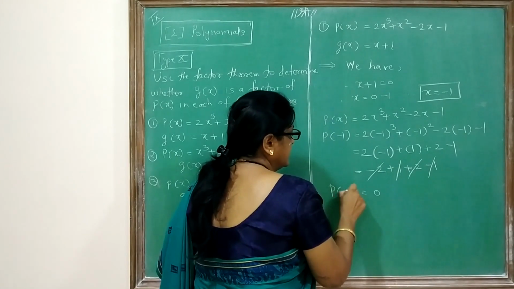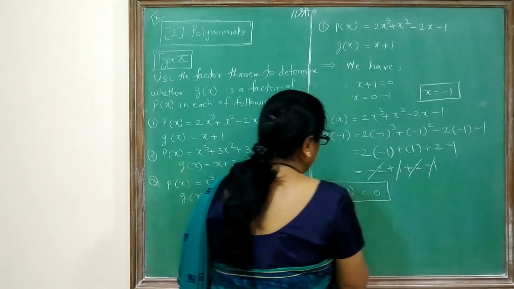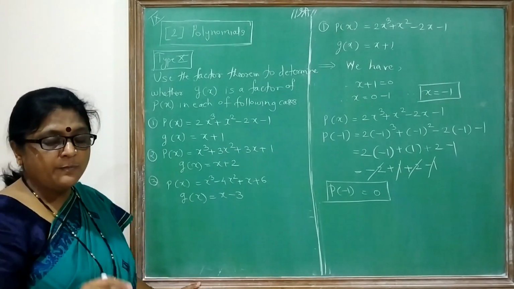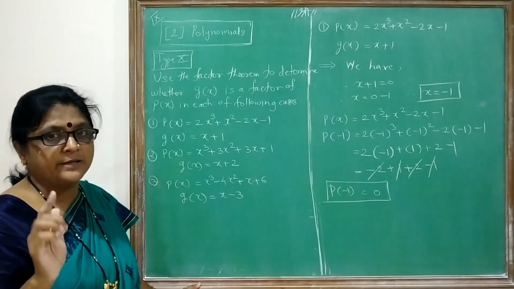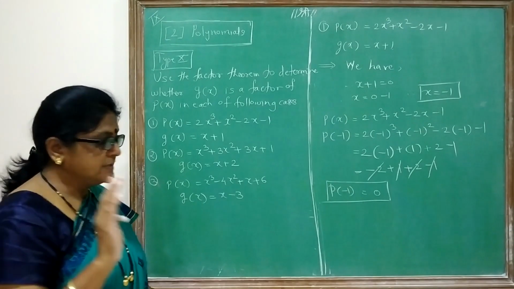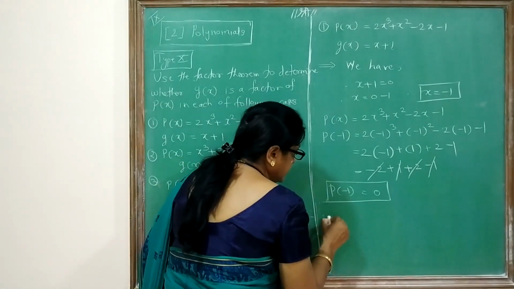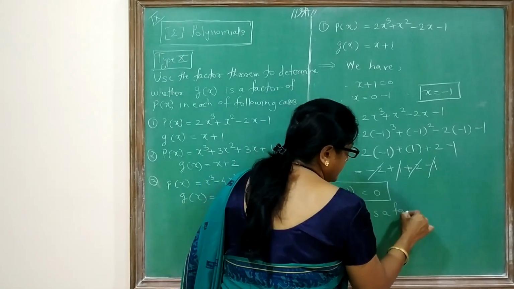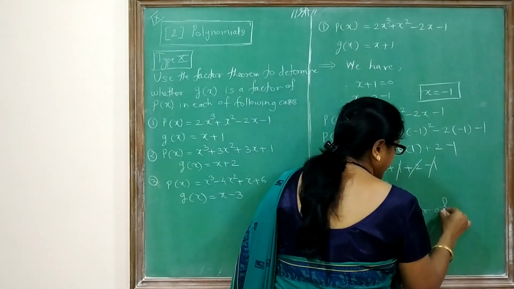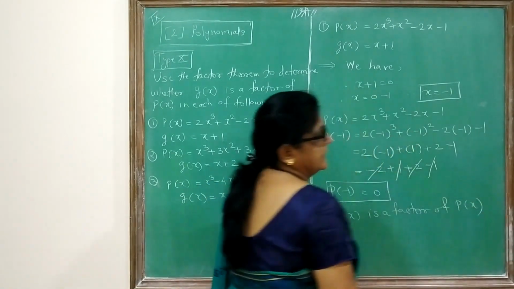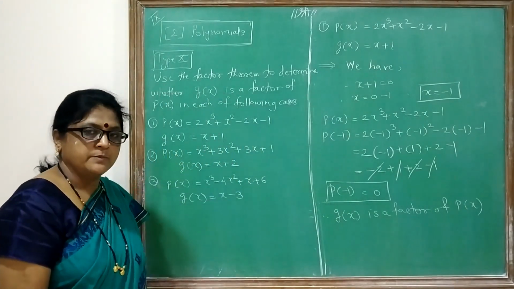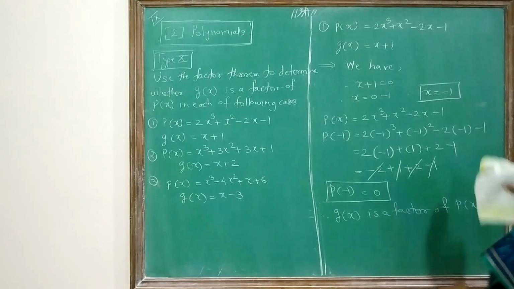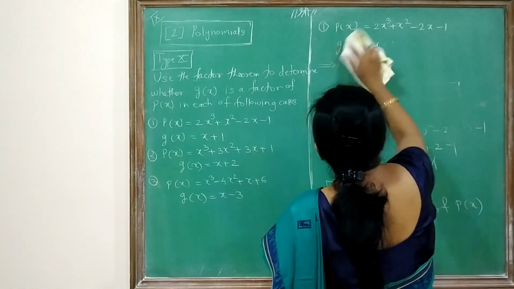Then your remainder is what? 0. And your remainder is 0, then g of x is a factor of p of x, because your remainder is 0. Then we will write here directly the g of x is a factor of p of x, and this is your first example. Now we can see the next example.